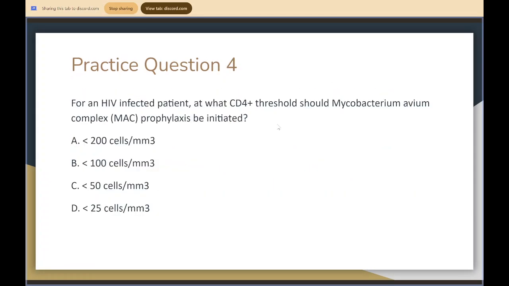Let's talk about practice question 4. For an HIV infected patient, at what CD4 threshold should Mycobacterium avium complex or MAC prophylaxis be initiated? Choice A less than 200, choice B less than 100, choice C less than 50, and choice D less than 25.